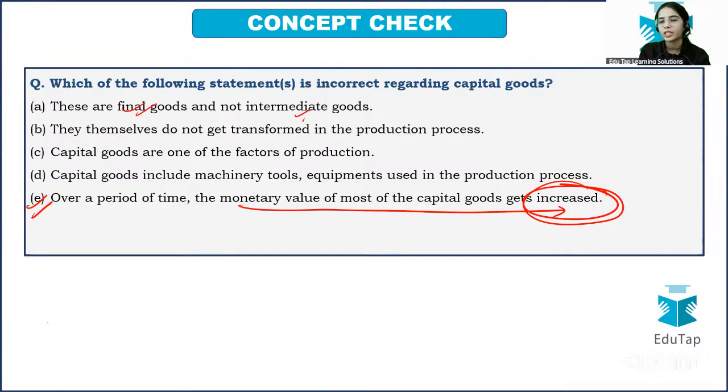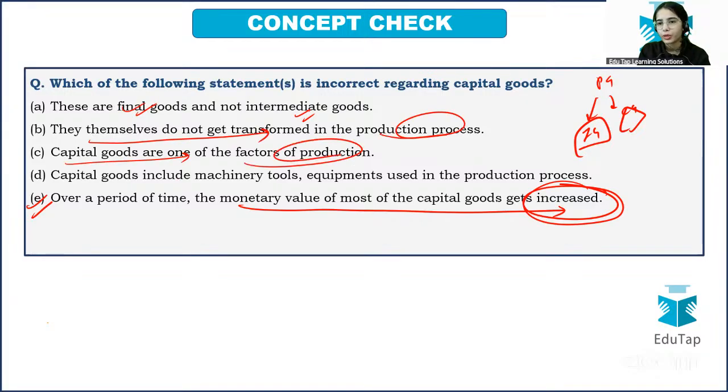Capital goods are final goods for the producers. They are not intermediate goods, because producer goods have two categories: capital goods and intermediate goods. They are separate. They themselves do not get transformed in the production process. Capital goods are one of the factors of production.